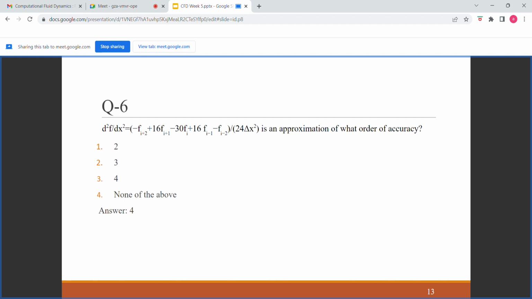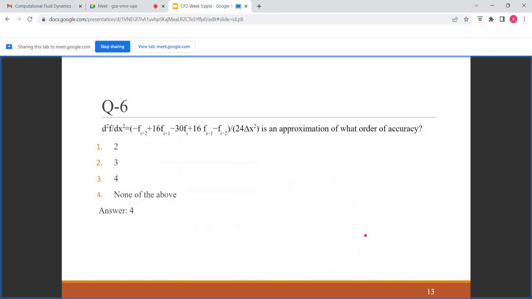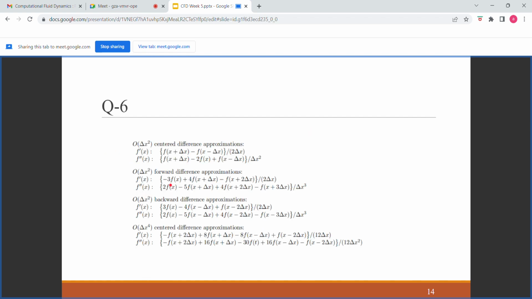only it was somewhat matching with the fourth order central differencing scheme, but it was not 24 delta x square, it was 12 delta x square, as can be seen from this equation. So the answer to this problem is none of the above. I hope this is clear. Now we'll move on to question 7.